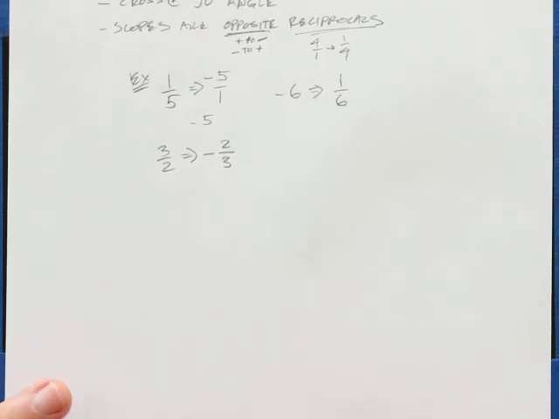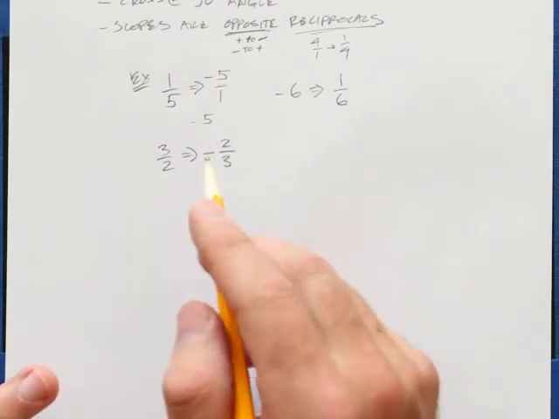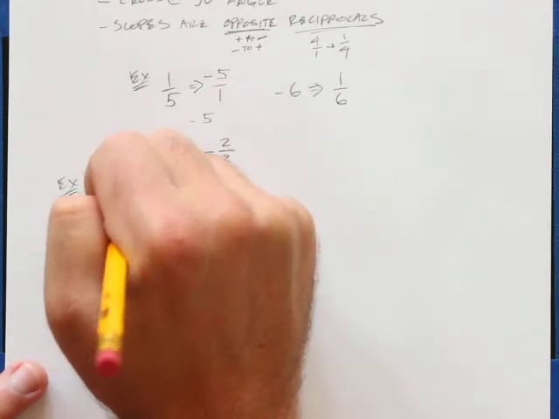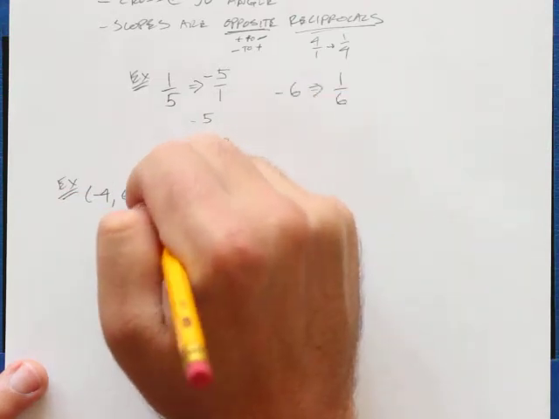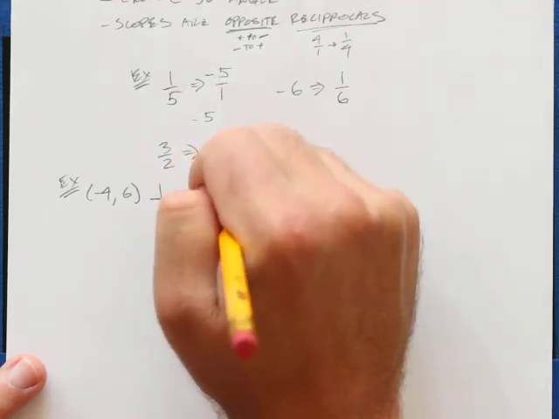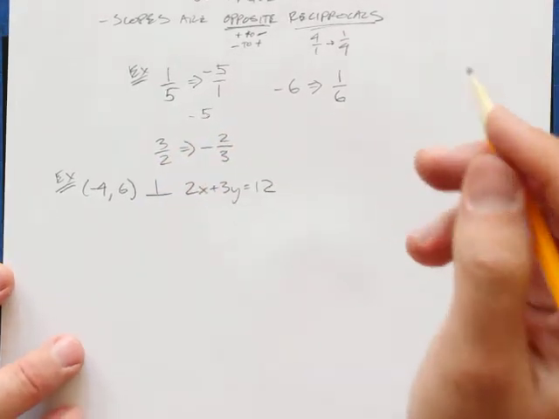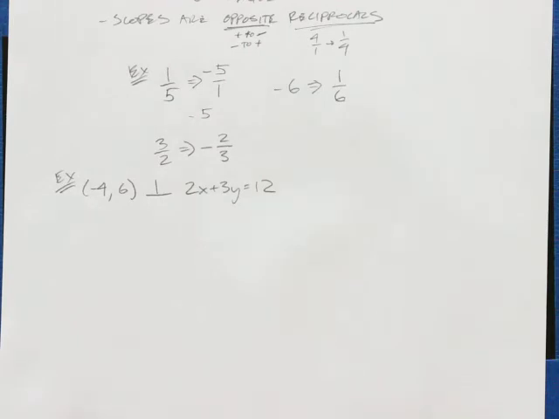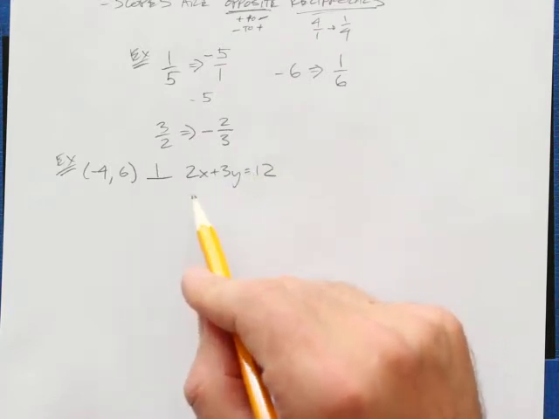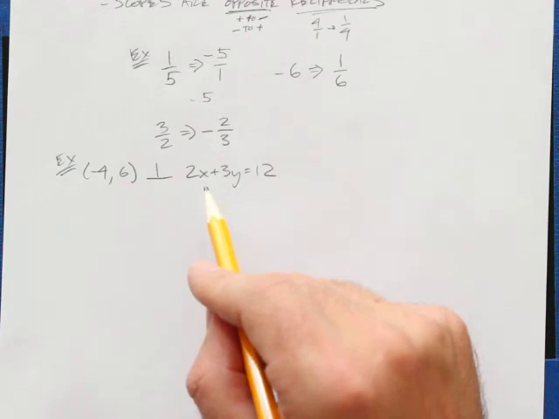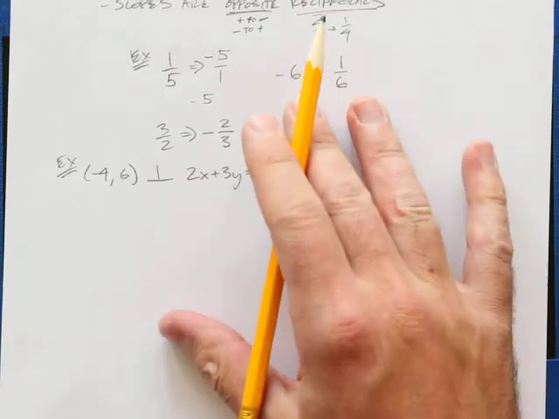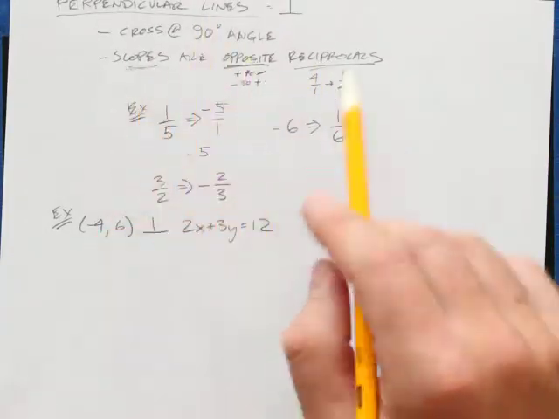Now, let's figure out how to do this with a line. So here's my example. I've got a point that is -4, 6, and this line is perpendicular to 2x plus 3y equals 12. Oh man, now I'm in standard form, aren't I? So I want to change this. I don't know what the slope is based on just looking at standard form. I need to change this to slope-intercept form so that I can find out what the slope is, because the slope is what's going to really help me here.